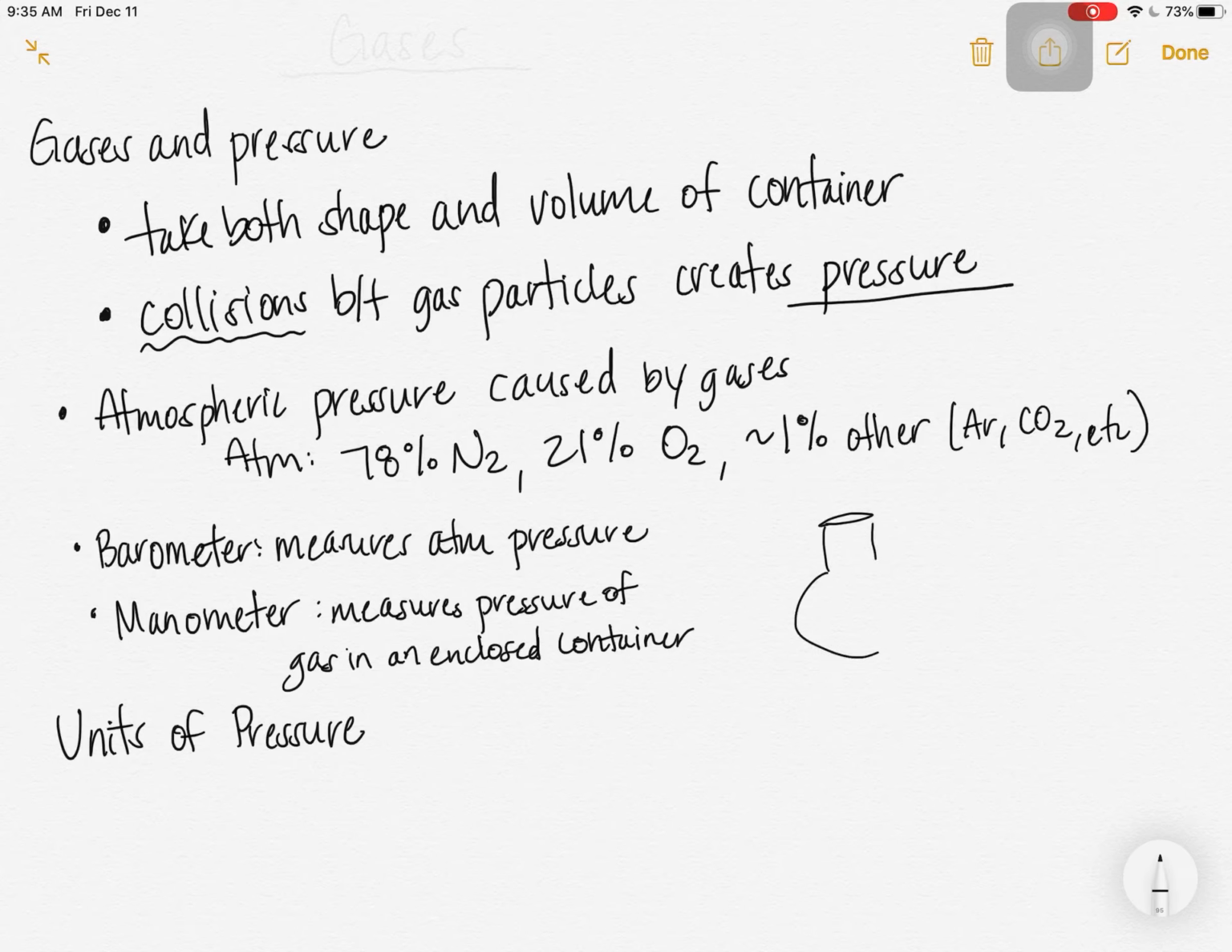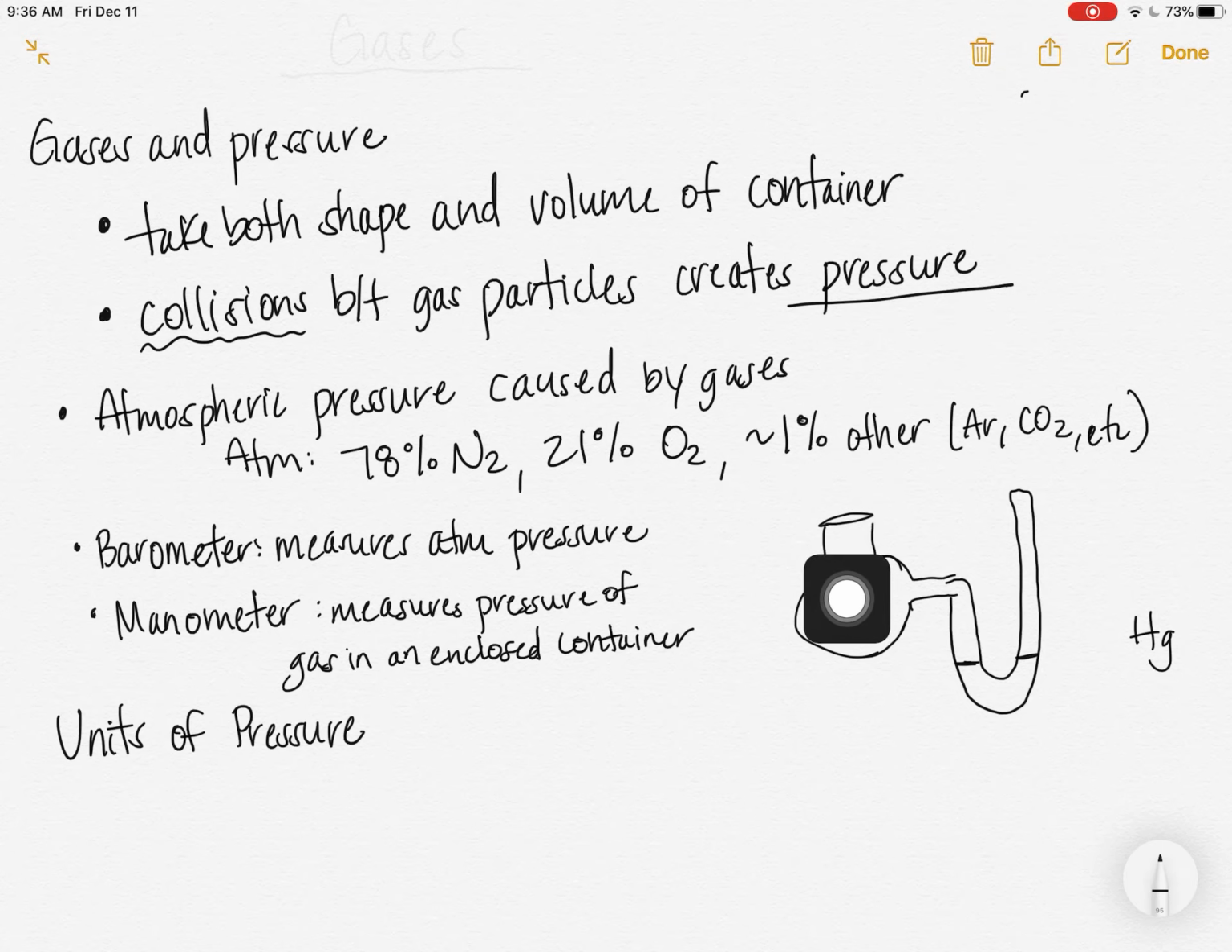Give me a second to draw it. So you have this flask of some sort that's then connected to a tube. My drawing's not very good. Okay, and what's in this tube is mercury. So when the cylinder here, or the vessel, is empty, the levels of mercury are even across the apparatus.